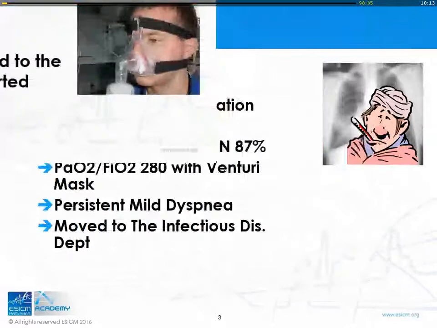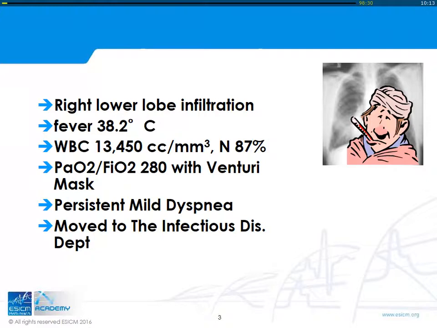The patient had a right lower lobe infiltration as soon as he entered the hospital, and the fever at the moment he was admitted was 38.2 degrees centigrade. The white blood cell count was more than 13,000, and the neutrophils 87%. PaO2/FiO2 while breathing through a Venturi mask was 280, with persistent mild dyspnea. Because of the general stable condition, the doctor who admitted the patient decided to move him to the infectious disease department. Up to now, it's clear enough.